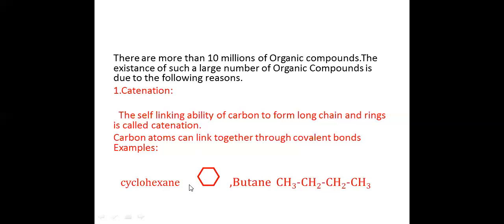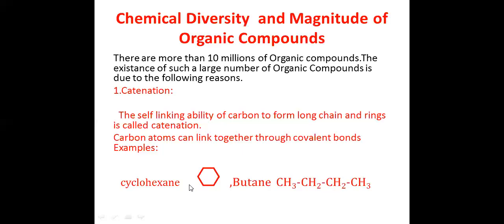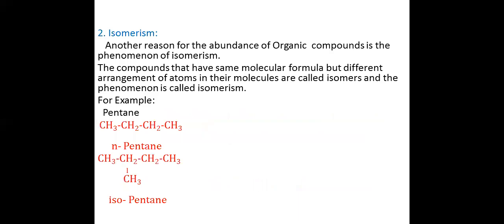So the self-linking ability of carbon to form long chains and rings is called catenation. Due to the process of catenation, carbon has millions of compounds. This is the chemical diversity and magnitude of organic compounds. The first reason was catenation. The second reason is isomerism.